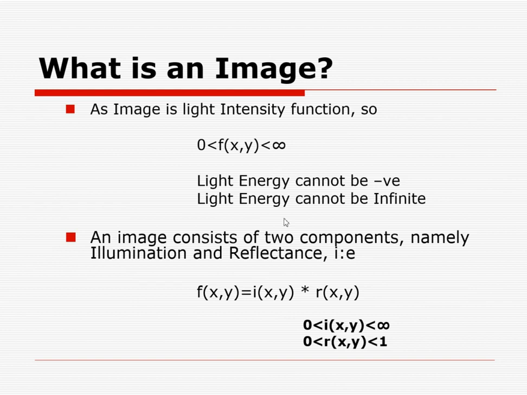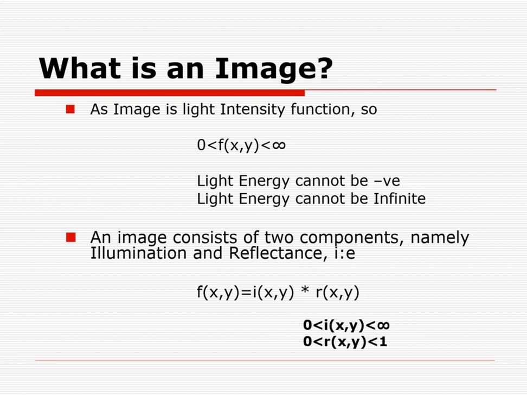As image is dependent upon light, as image is a light intensity function, and light is a form of energy, therefore from a physics point of view, from a mathematical perspective, we have certain restrictions for energy. Light or energy cannot be negative, and it cannot be infinite. Therefore mathematically we pose the restriction that 0 is less than whatever the image represents, which is less than infinity. This simply defines a very basic concept of physics, that energy cannot be negative, and it cannot be infinite.